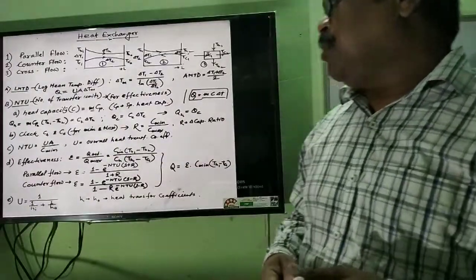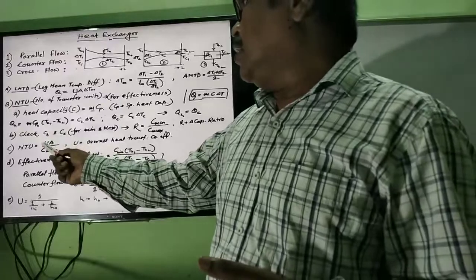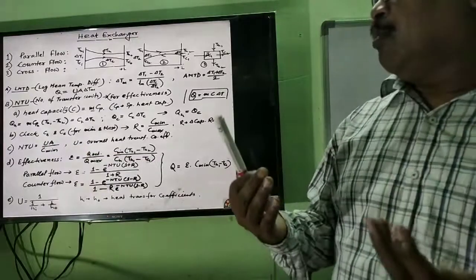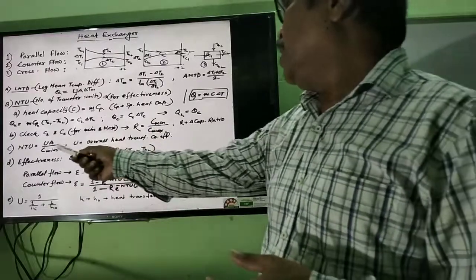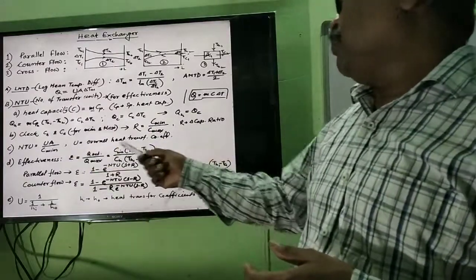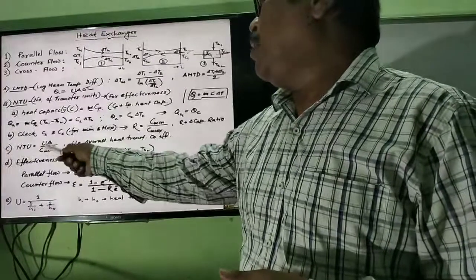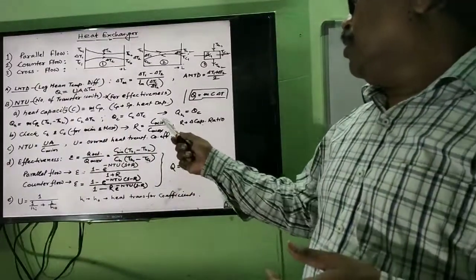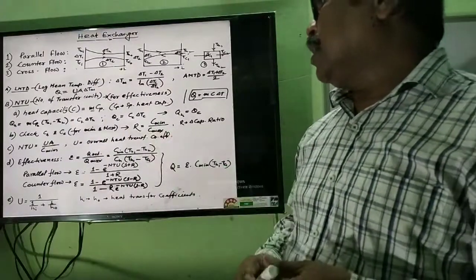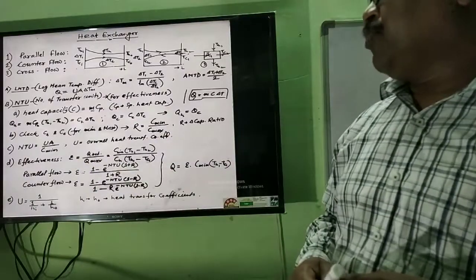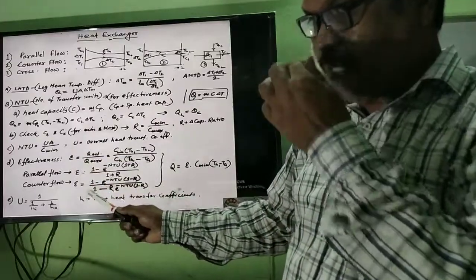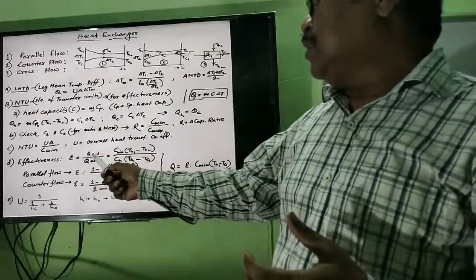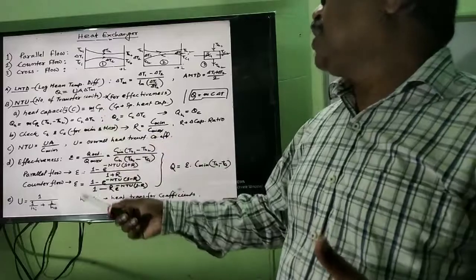And NTU, what is NTU? NTU is the product of overall heat transfer coefficient and area divided by minimum heat capacity. So from this formula you can calculate NTU. C min by C max you can calculate, and from this you can find out the effectiveness of the heat exchanger. Effectiveness can be found in two ways: actual heat transfer and maximum heat transfer.